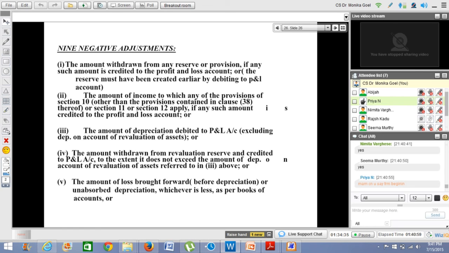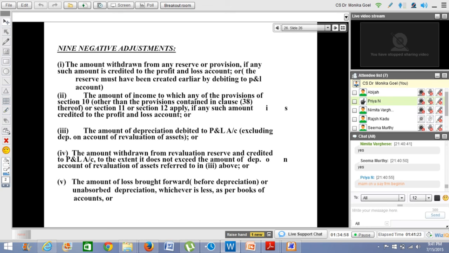Yeah, from the beginning. Okay, the first negative adjustment is that if there is any amount which has been withdrawn from any reserve, you will be reducing that amount if the reserve from which the amount is getting withdrawn was created earlier by debiting the profit and loss account, right? So basically we are looking for book profits.